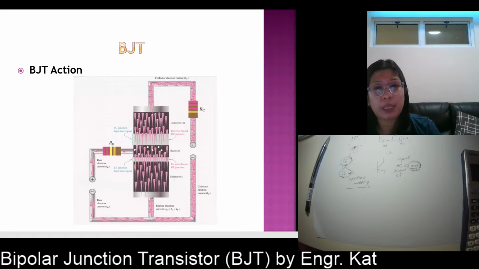This also explains why it's called bipolar. Why? Because the electrons here mingle with your holes here. So both holes and electrons participate in the action of your transistor. Okay, so that is your BJT action.